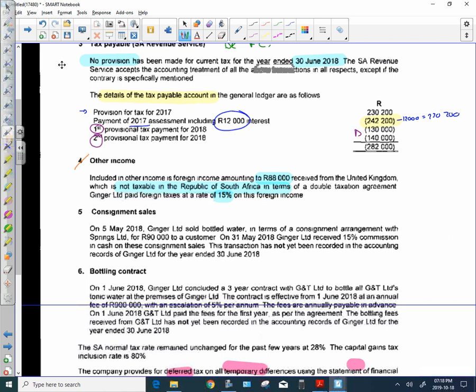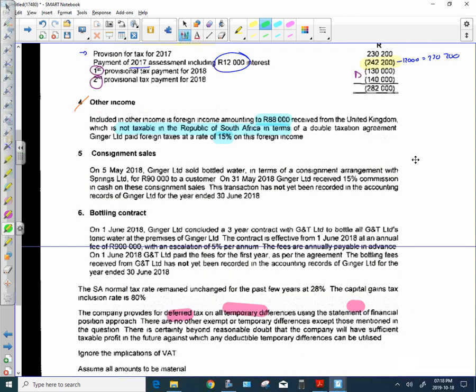Point number 5 is a consignment sales agreement. It says on the 5th of May 2018, and they wanted journal entries for both 5 and 6. Ginger sold bottled water in terms of a consignment arrangement with Springs Limited for 90,000 to a customer on the 31st of May 2018. Ginger received 15% commission in cash for the consignment sales. The transaction has not yet been accounted for.